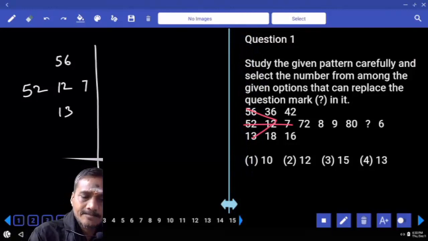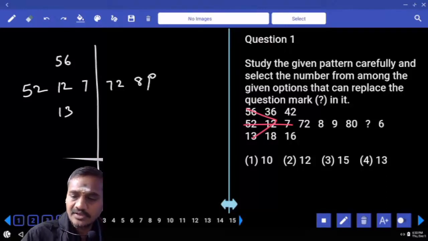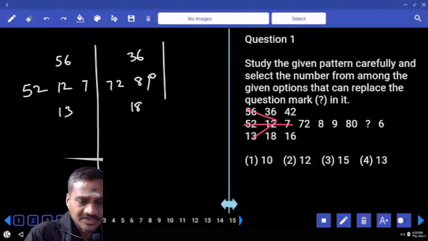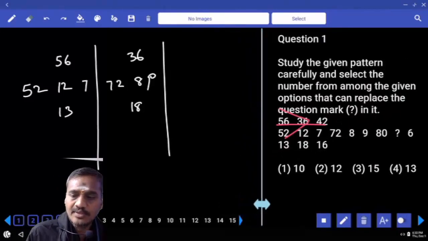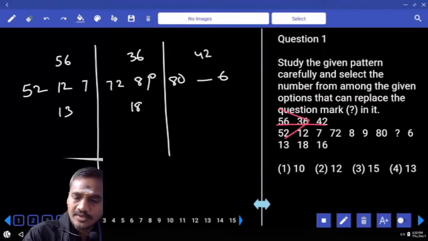Next one, 70, 72, 8, 9, fine. Next one, 36, 8 and 18. And they get 36, 8, 18. Next one, 56, 7, 36. Then what is the next number we have? 80 and question mark, 6. And at the top we have 42. And next one, question mark and 16.